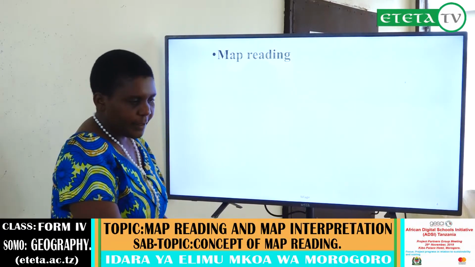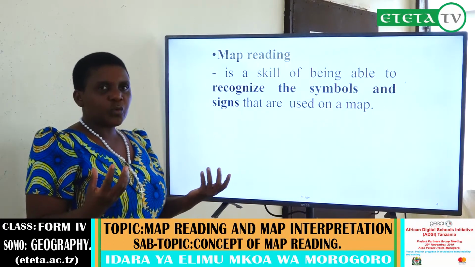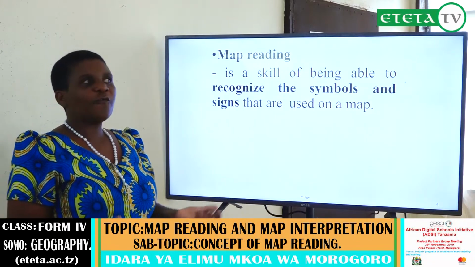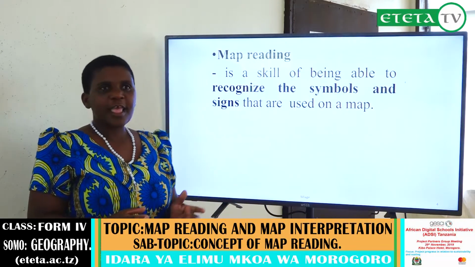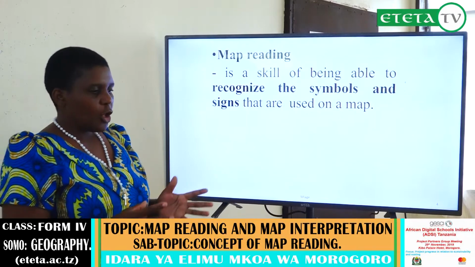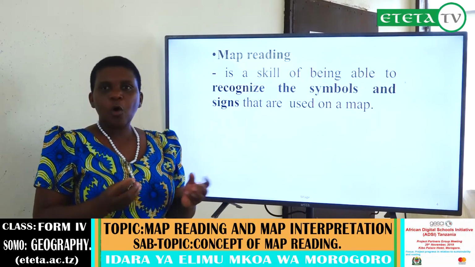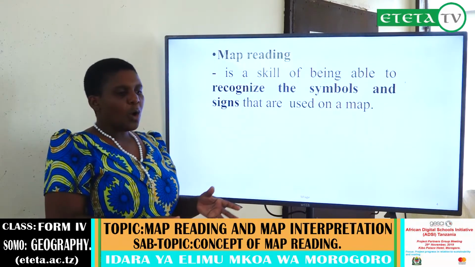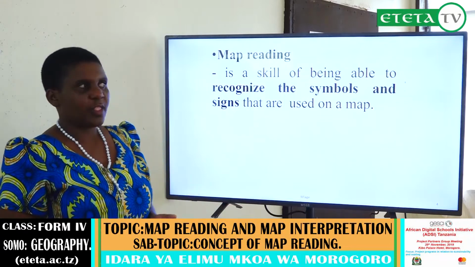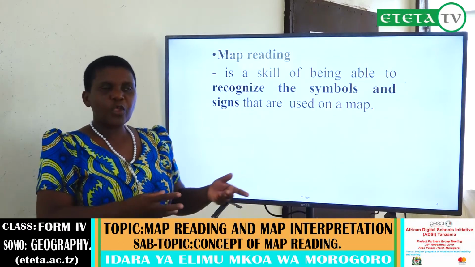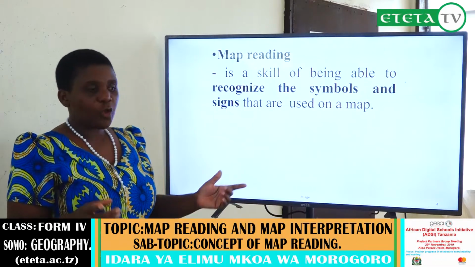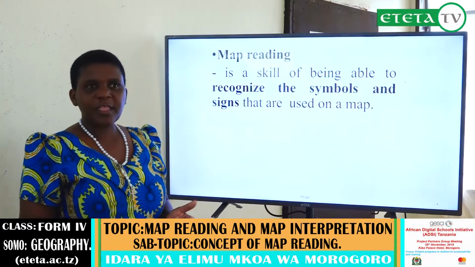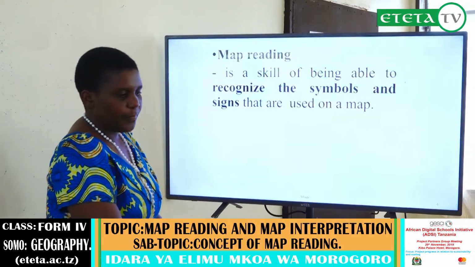But mind you that a map should be drawn using a scale. Map reading. We have to know the meaning of map reading. Map reading is the skill of being able to recognize symbols and signs used on a map. Once you manage to recognize the symbols and signs which are used on a map, then you are doing map reading. You are reading the map because you interpret what the symbols and signs mean.